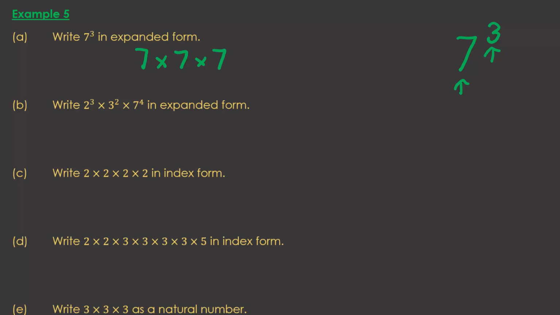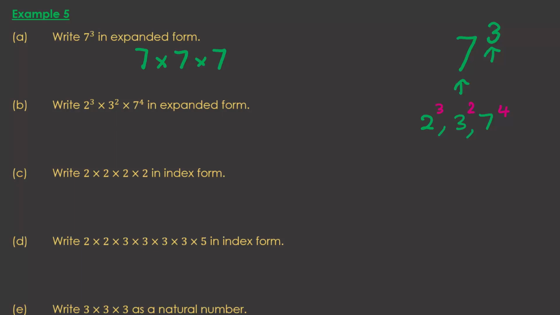Write 2 cubed times 3 squared times 7 to the 4 in expanded form. We have 3 different bases here. 2 is a base, 3 is a base, and 7 is a base. And they have different indices. The 2 has an index of 3, the 3 an index of 2, and the 7 an index of 4, telling us how many times we need to repeat each of the bases.